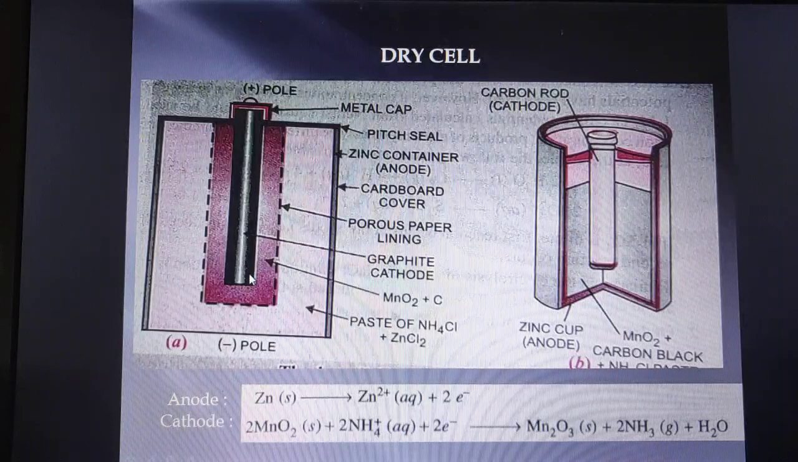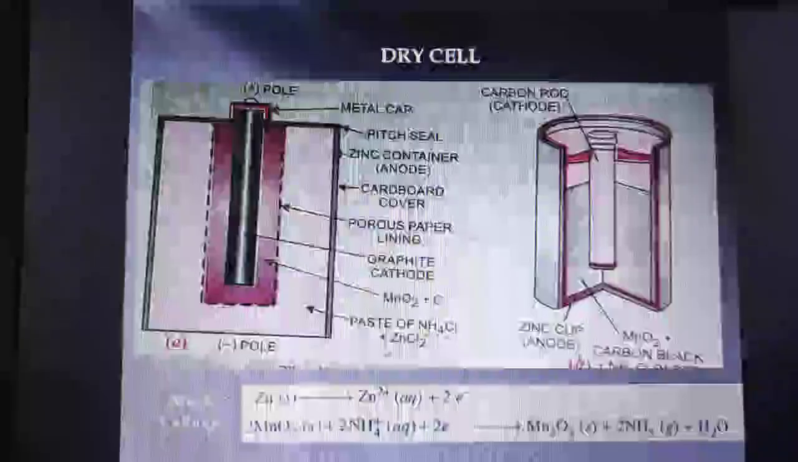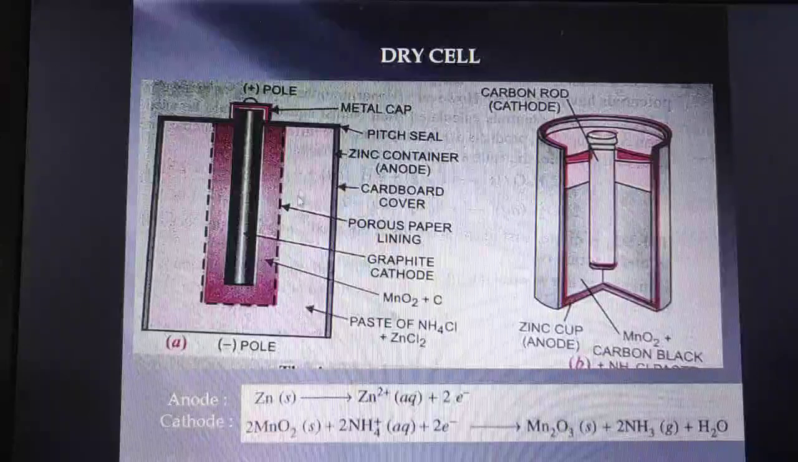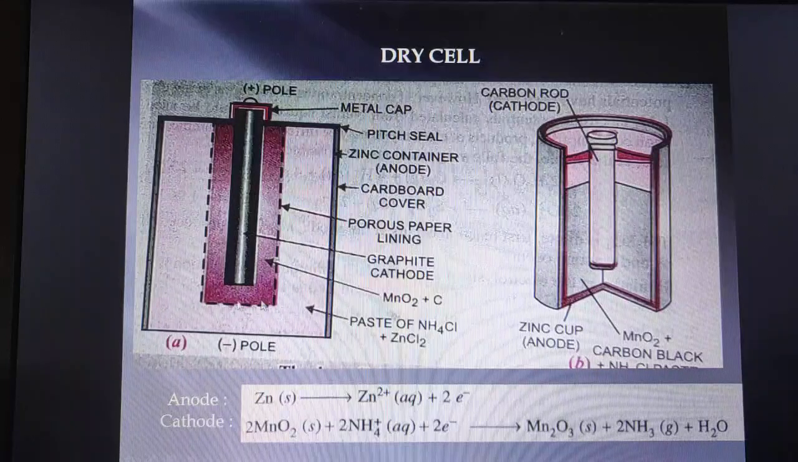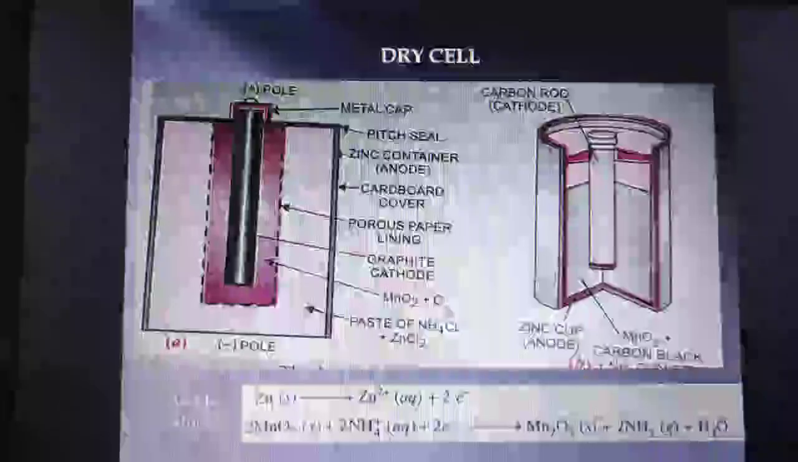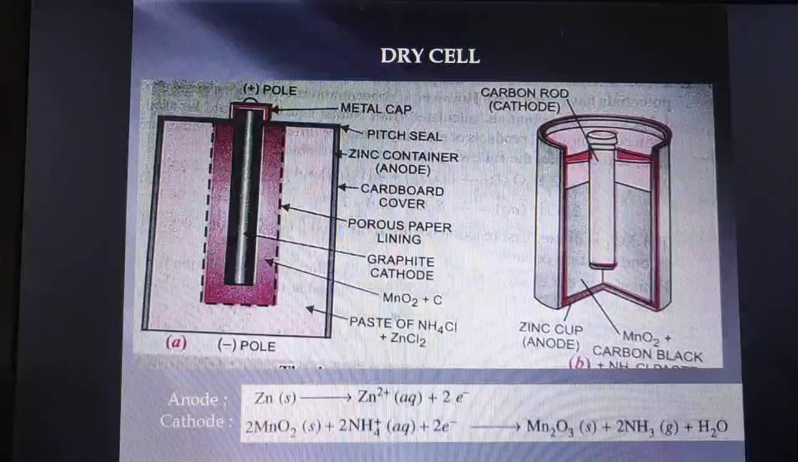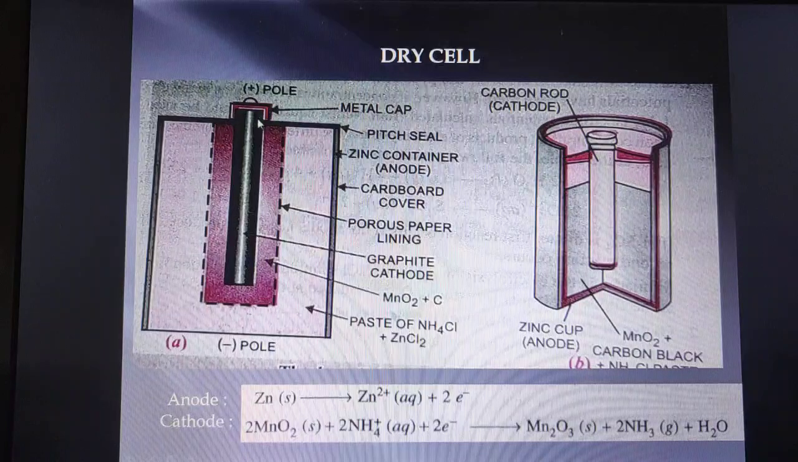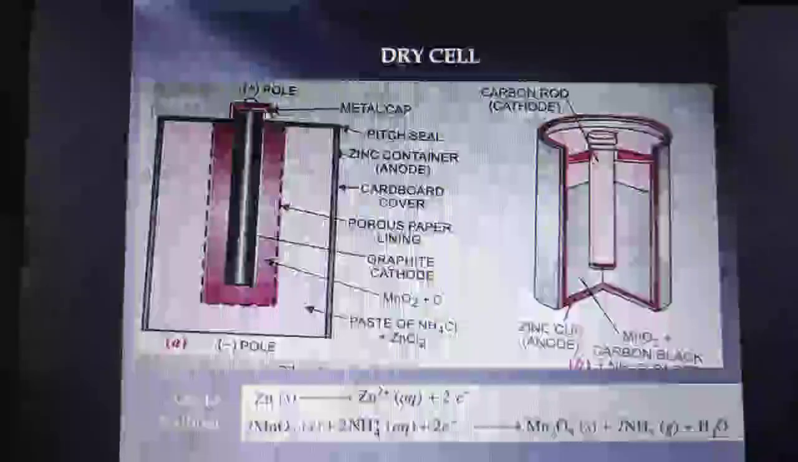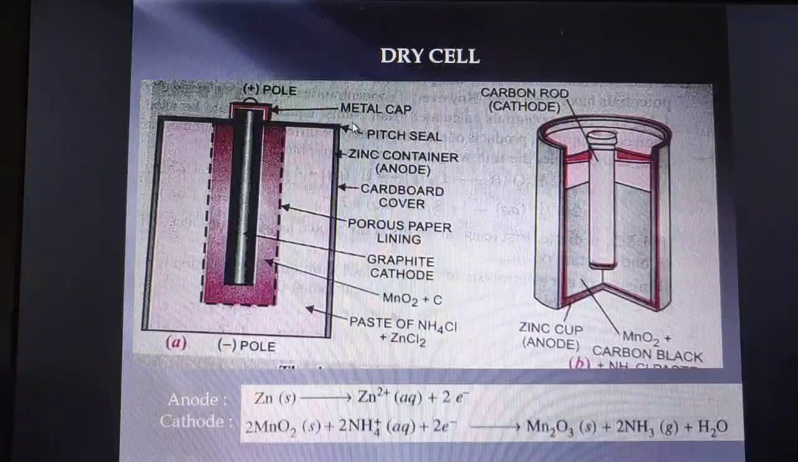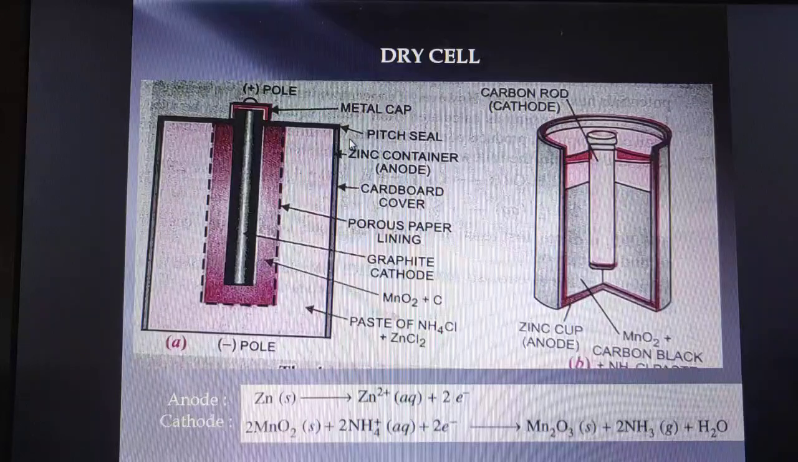The zinc container is in touch with a paste of NH4Cl and ZnCl2, and the graphite rod is surrounded by manganese dioxide and carbon paste. Now the graphite rod is fitted with a metal cap. See here, it is a metal cap, and the cylinder is sealed at the top so that there is no leakage and no contact with the atmosphere.